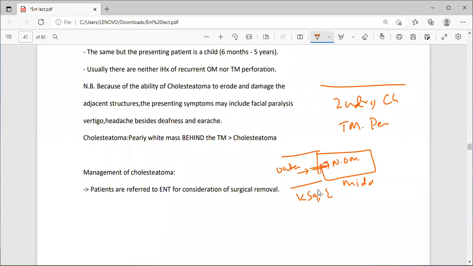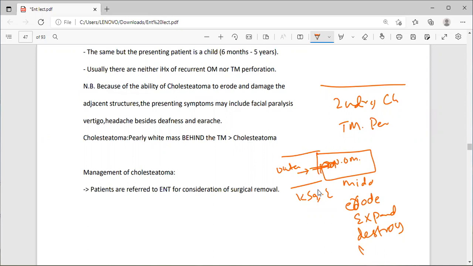Okay, so then, but the thing is, these are very notorious kind of cells. Okay, they are very destructive. What they will do is they will come and they will start eroding the whole middle ear, and they will expand and destroy the whole structure which is present in front of them.